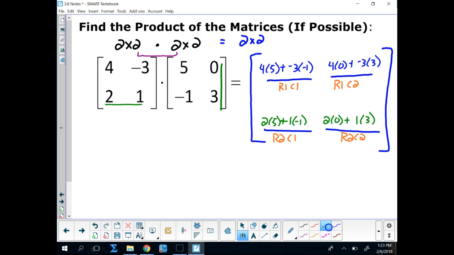4 times 5 is 20. Negative 3 times negative 1 is positive 3. So that's going to give me 23 in row 1, column 1. 4 times 0 is 0. Negative 3 times positive 3 is negative 9. 2 times 5 is 10. 1 times negative 1 is negative 1. That gives me positive 9. 2 times 0 is 0. 1 times 3 is 3. Yes? Questions?